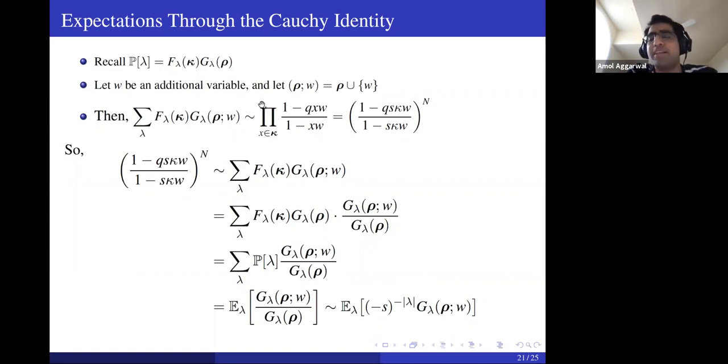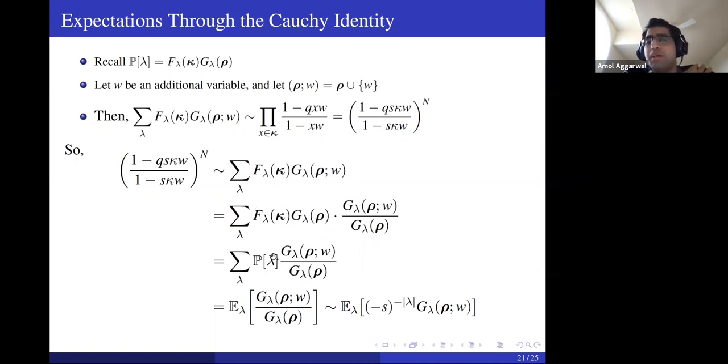So just taking the quotient entity, you get these 1 minus qxw over 1 minus xw terms, and this will look something like this. So what you get at the end of the day is that if I move this over, I have 1 minus qs kappa w over 1 minus s kappa w to the n, that's equal to this guy over here. But I can just trivially write that as the sum of f of lambda of kappa times g of lambda of rho, and then I take this guy and divide it. I'm just multiplying and dividing by g of lambda of rho. Okay, but then I remember that this thing over here is equal to the probability of lambda, right?